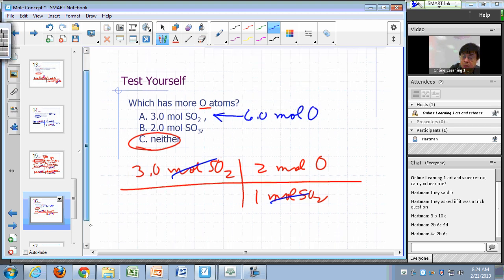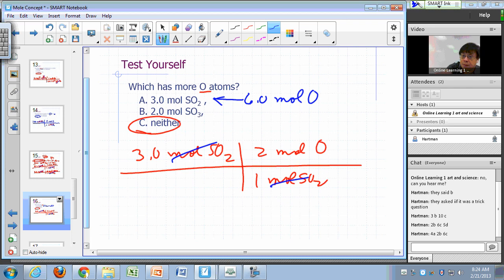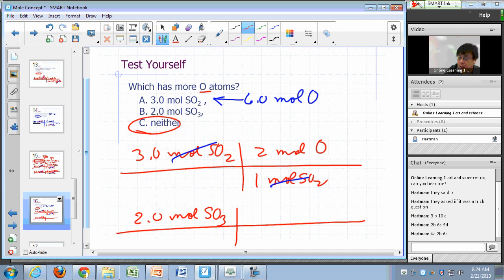And then the second one, you have 2.0 mole of SO3 times 3 moles of oxygen for 1 mole of SO3. So 2 times 3, this also has 6 moles. So the correct answer is they have the same number of atoms.